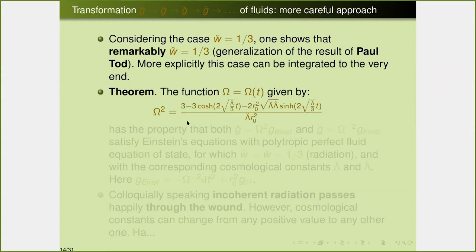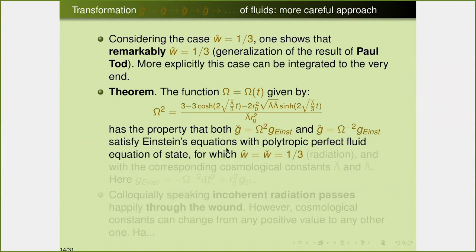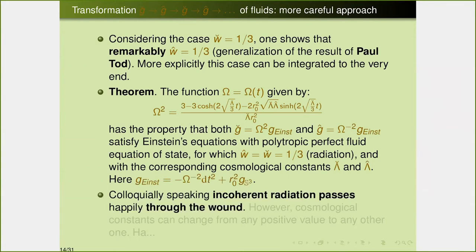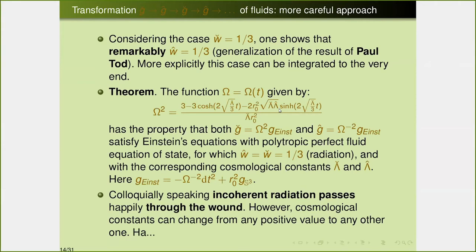This omega has the property that both G check and G hat satisfy Einstein equations with polytropic perfect fluid equations of state for which on both sides we have radiation. So colloquially speaking, incoherent radiation passes happily through the wand if the cosmological constants are non-zero, but the constants can change. You see that the solution is such that on both sides there could be different cosmological constants. Okay, so everything was very simple here.